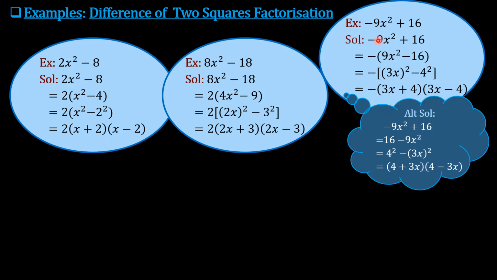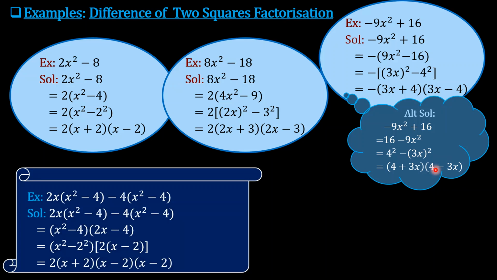So this solution and this solution basically they are same. Here there is a minus 1 common factor out, but this minus is absorbed here in this solution. So instead of 3x minus 4, it is 4 minus 3x, because the minus is not here, it is absorbed here inside.